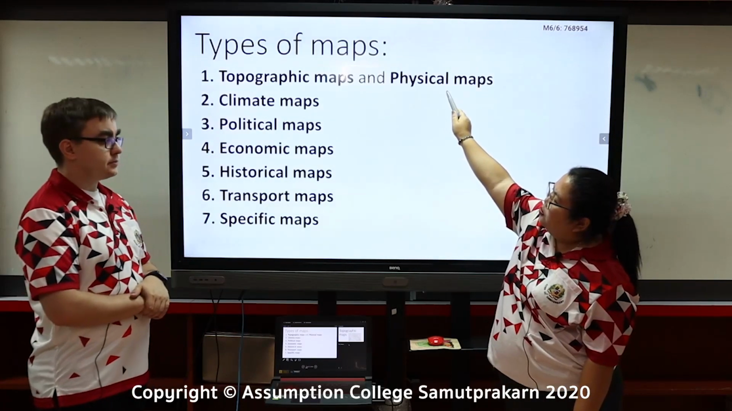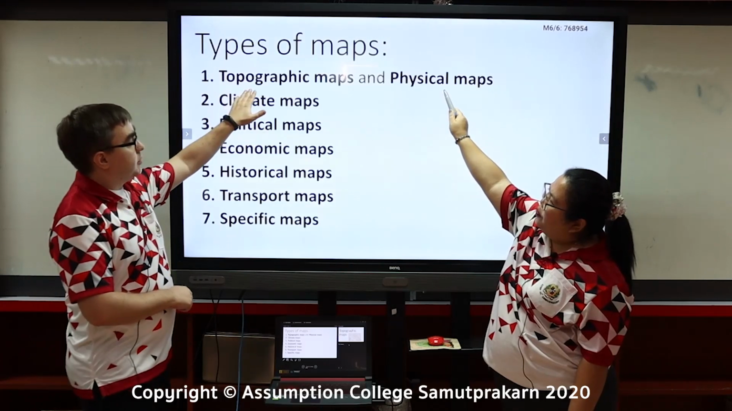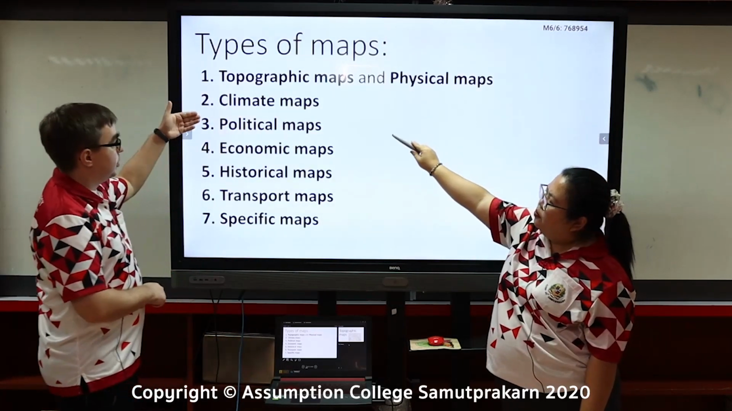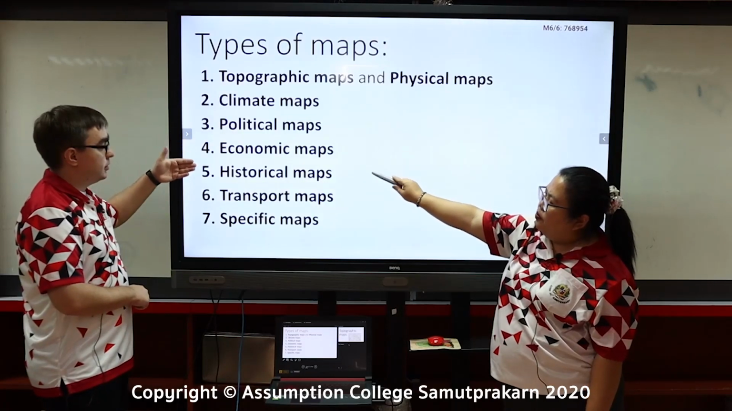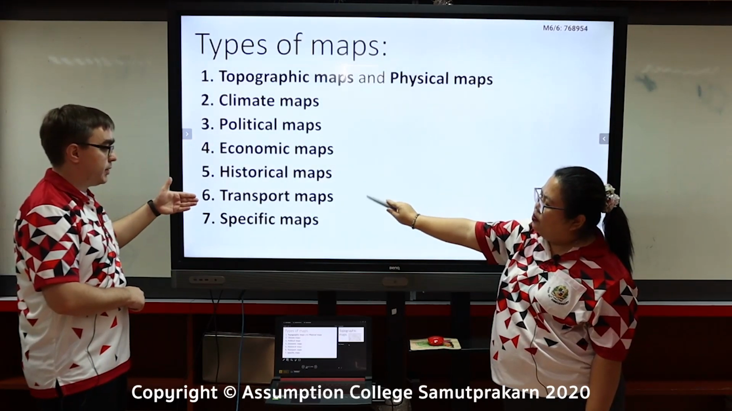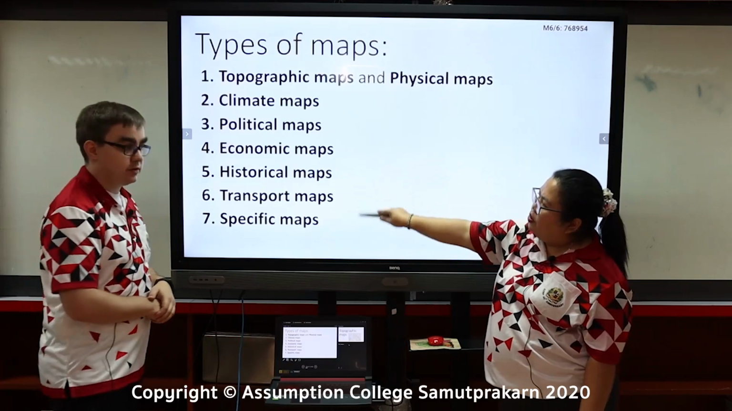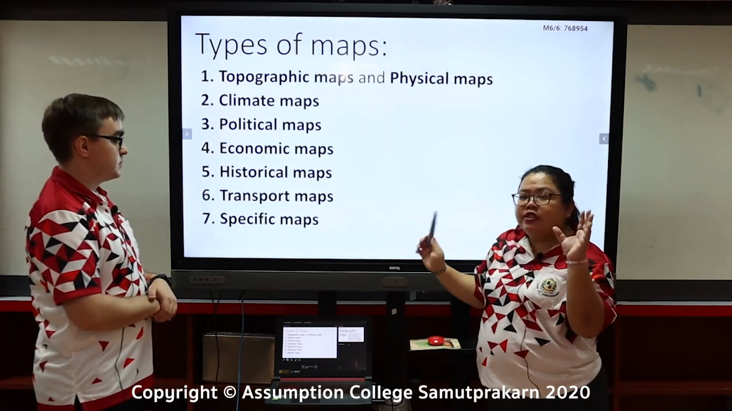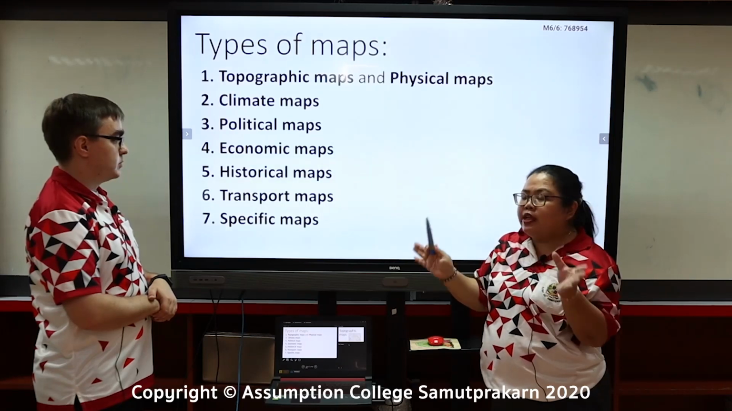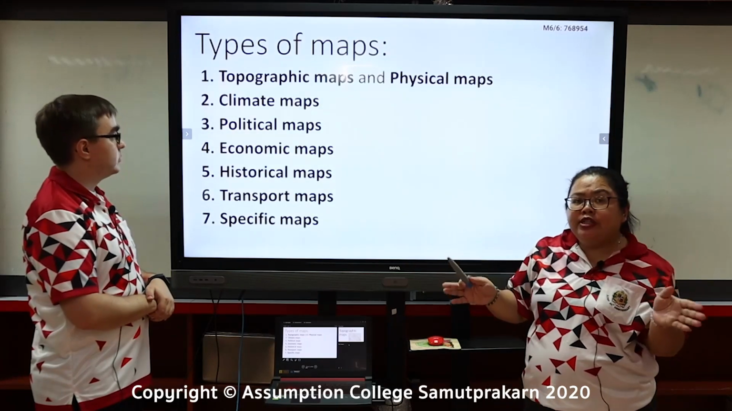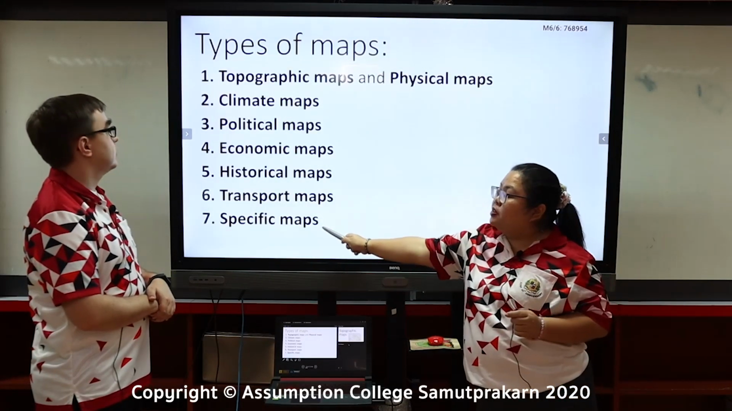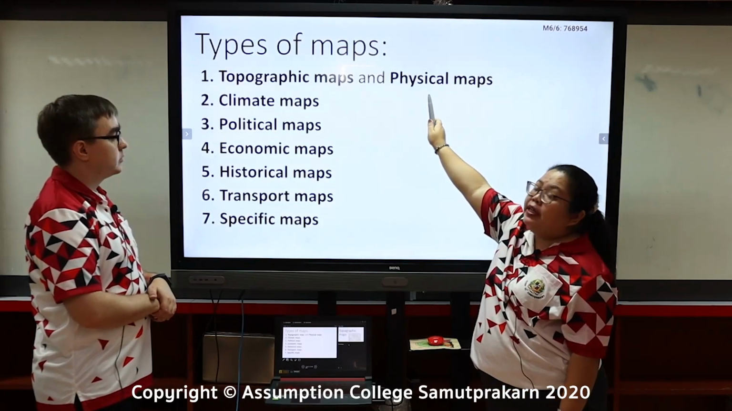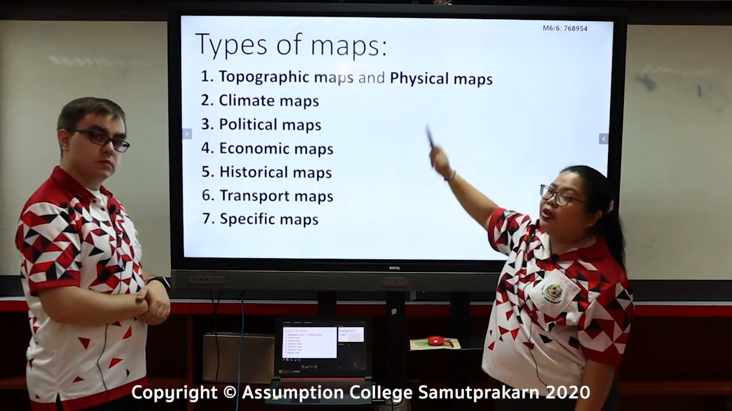Now, there are many types of maps, but today we are going to talk about 8 of them: topographic maps, physical maps, climate maps, political maps, economic maps, historical maps, transport maps, and specific maps. Specific map means แผนที่เฉพาะ. If you want to know something, you focus on it. For example, for the population in สมุทรปราการ, you can see a specific map. And topographic map means แผนที่ลักษณะภูมิประเทศ.